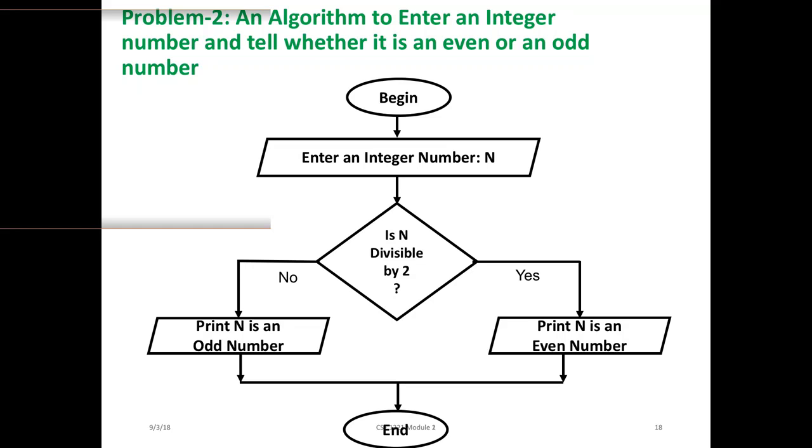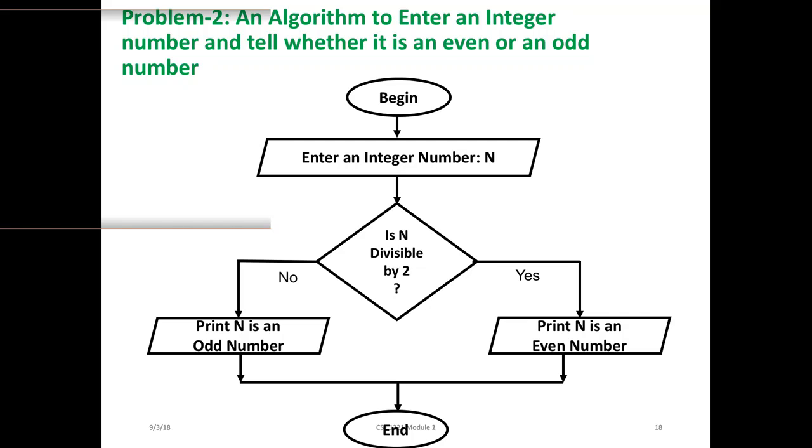If the remainder is 1, then it is odd. If you divide any number by 2, the remainder is either 0 or 1. If the remainder is 0, then it is even. If the remainder is 1, then it is odd. So 0 is even, 1 is odd. If you divide any number by 2, your remainder is always less than 2, so you cannot have remainder 3. Okay, so the algorithm is here.